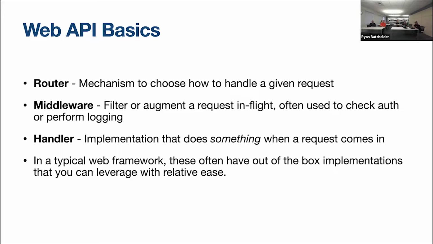And then the handler, that's the thing that actually does the work that your API is doing. The thing that people are paying to use your site for, or the thing that makes your app different is your handler. In a typical web framework, these have out-of-the-box implementations or patterns that you can use and leverage with relative ease. So in many different stacks, you might have a router that goes off an annotation, or it's a one-liner that you might set up in an Express.js routes file or something like that.